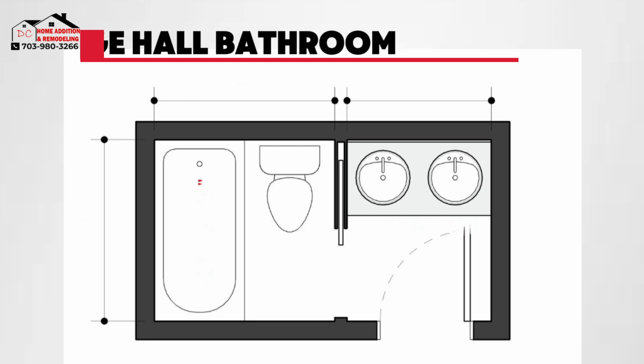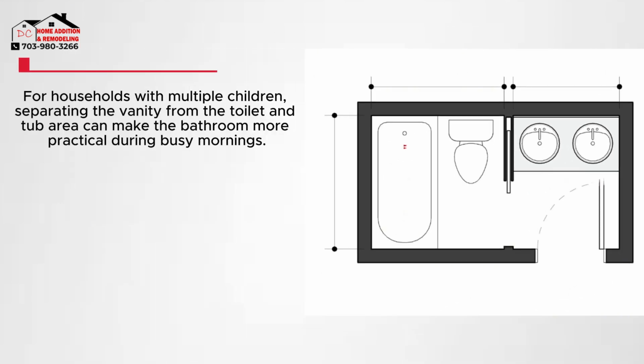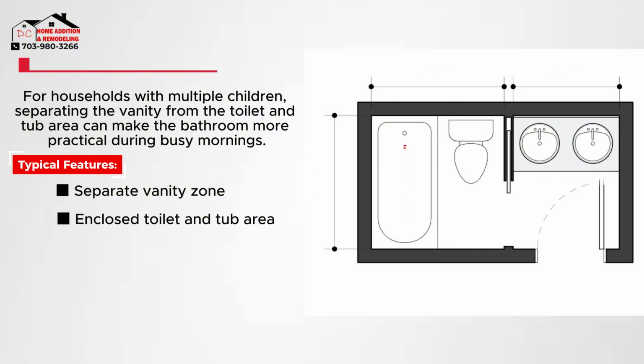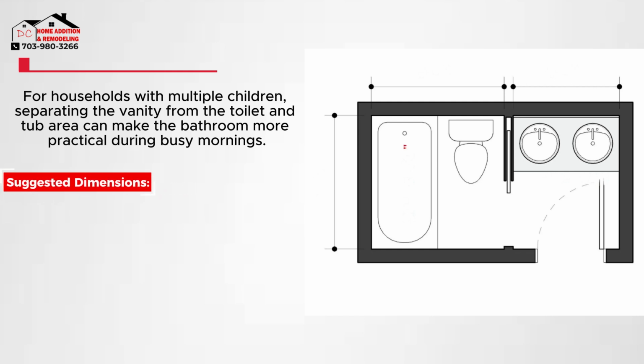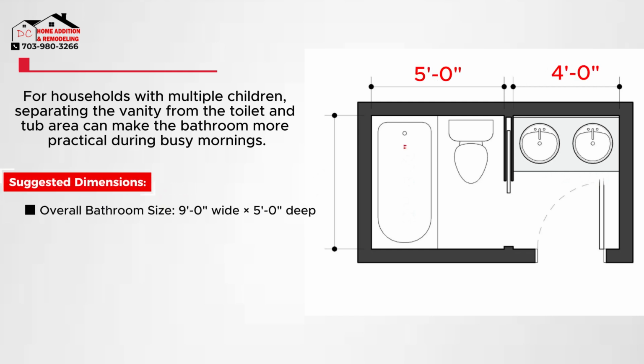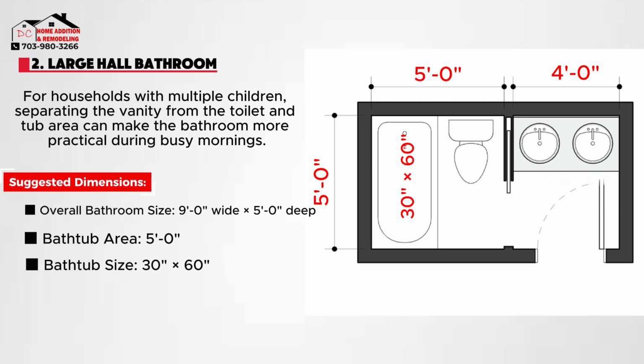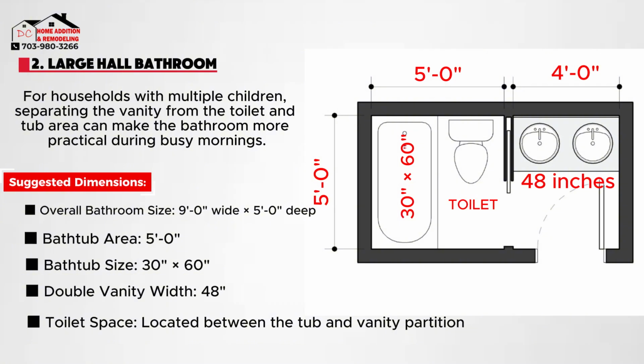2. Large hall bathroom. For households with multiple children, separating the vanity from the toilet and tub area can make the bathroom more practical during busy mornings. Typical features: separate vanity zone, enclosed toilet and tub area, increased privacy, multiple users at the same time. Suggested dimensions: overall bathroom size 9 feet wide by 5 feet deep. Bathtub area 5 feet, bathtub size 30 inches by 60 inches. Double vanity width 48 inches. Toilet space located between the tub and vanity partition. This layout allows one person to use the sink while another uses the shower or toilet.